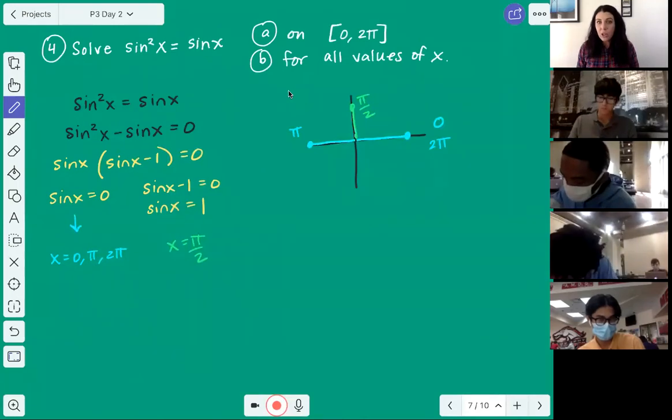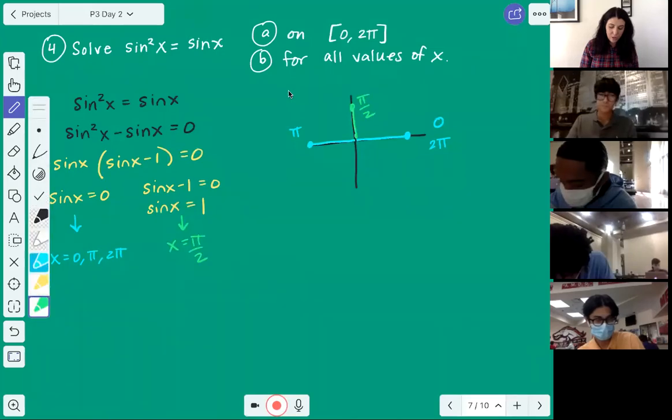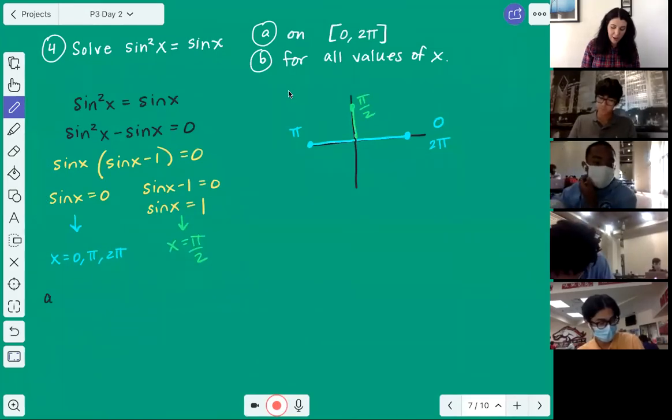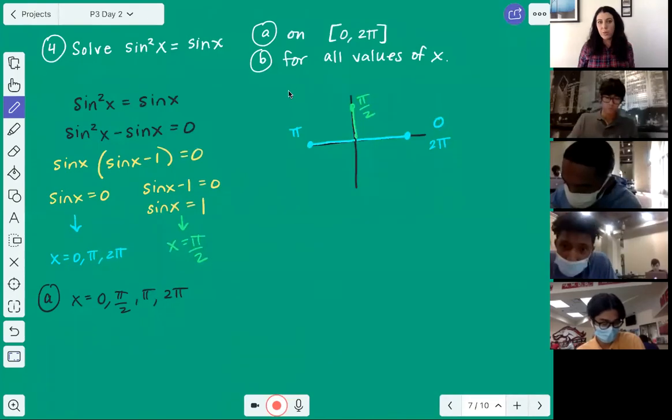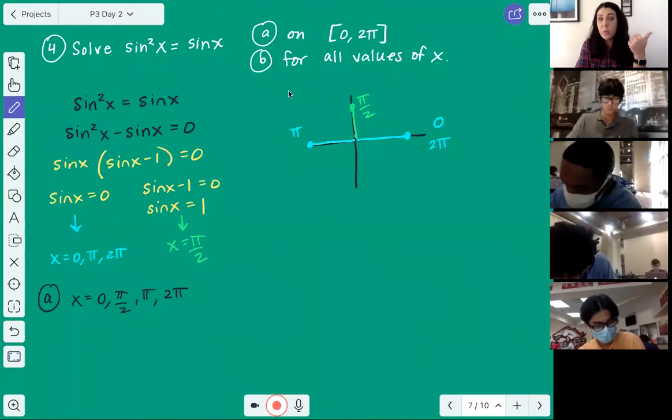That would be your answer for the 0 to 2 pi portion. So our answer for our 0 to 2 pi portion, that's again part A, would be x equals 0, pi over 2, pi, and 2 pi. All four of those angles are where we get a sine equal to 0 or a sine equal to 1.